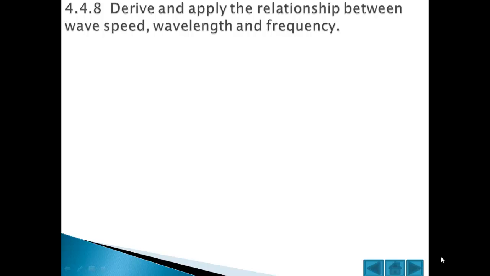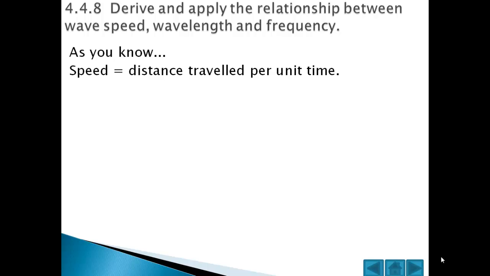Now we're going to look at the wave equation and the electromagnetic spectrum. You have to be able to derive and apply the relationship between wave speed, wavelength and frequency, otherwise known as the wave equation. As you know, speed is the distance travelled per unit time. In other words, distance divided by time.